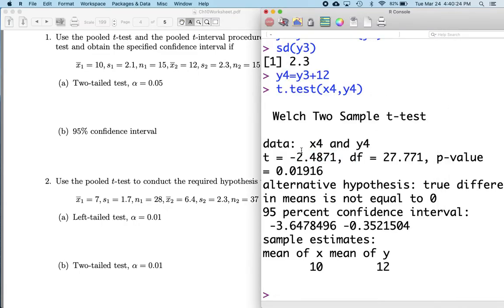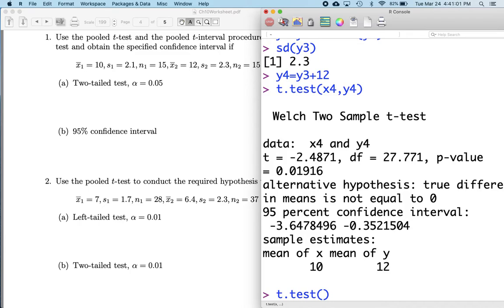T was negative 2.4871. We had a p-value of 0.01916. We had a 95% confidence interval. This told us the sample means of our two samples. Okay, so this is a way to kind of reverse engineer all the stuff that we wanted. So this was our two-tailed test. So we rejected the null hypothesis, and then our 95% confidence interval we found right there, from negative 3.64 to negative 0.352. Okay, and we can do the same for number 2.